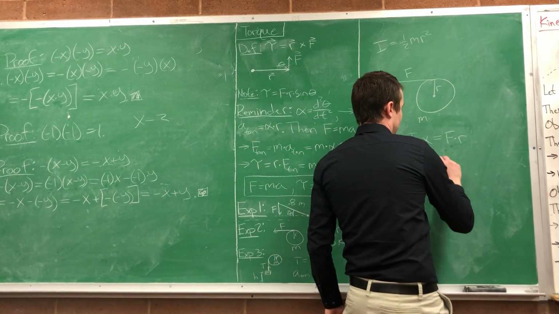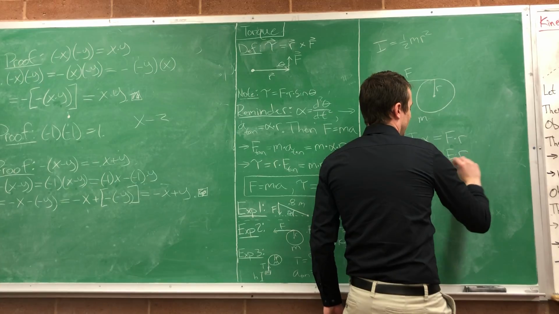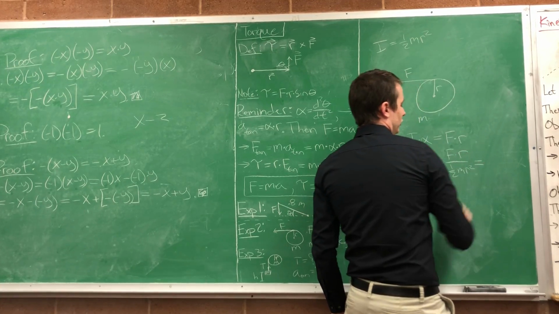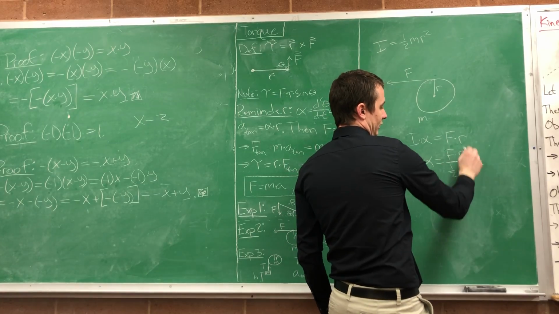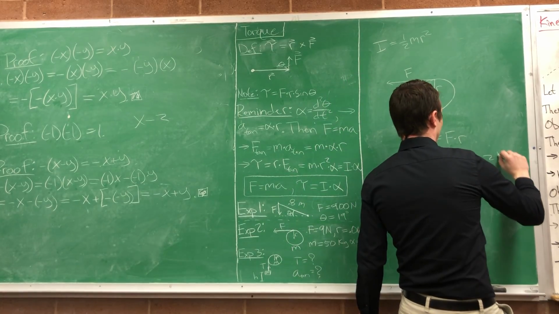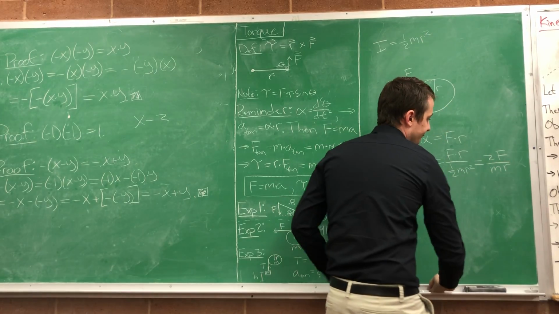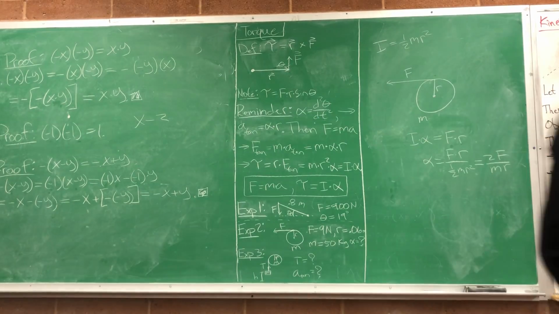And so alpha then is going to be F times r divided by 1/2 m r squared, which is going to be, I'll move the 2 upstairs and cancel out one of the r's. So we get 2F over m r, right? Yeah, I think I did that right.